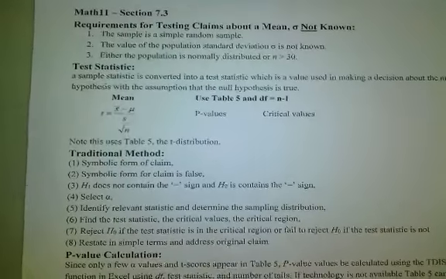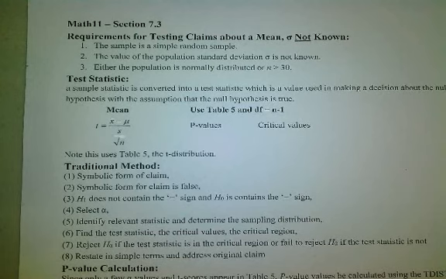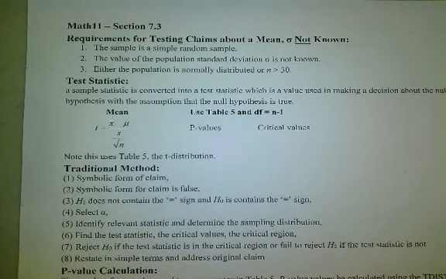So, let's look at the traditional method first. We have to make the symbolic form of the claim. We make the symbolic form of the counterclaim, or that the claim is false. H1 does not contain the equal sign. H0 does contain the equal sign. Even if the claim is made in such a way that it has the equal sign, we have to reword things so that it falls this way.